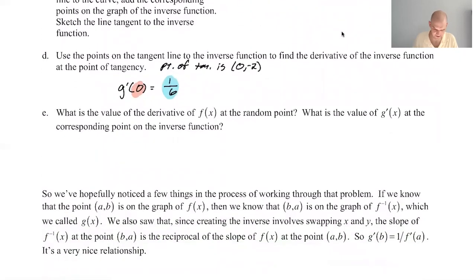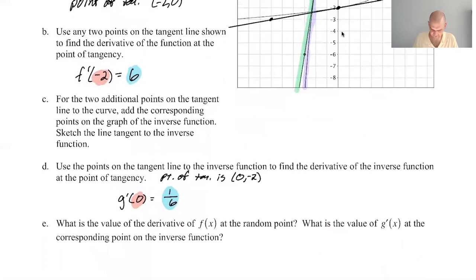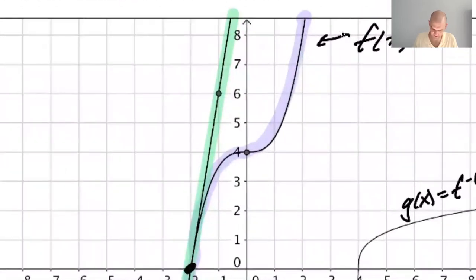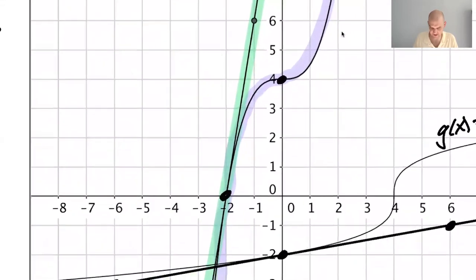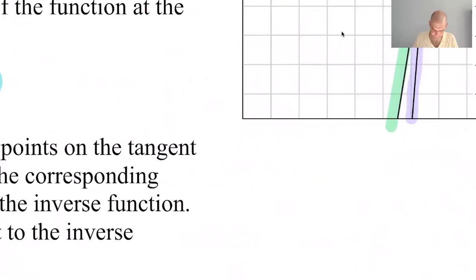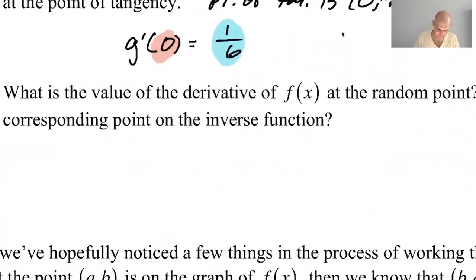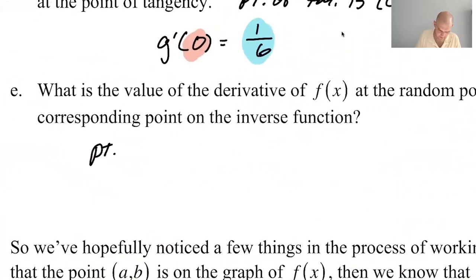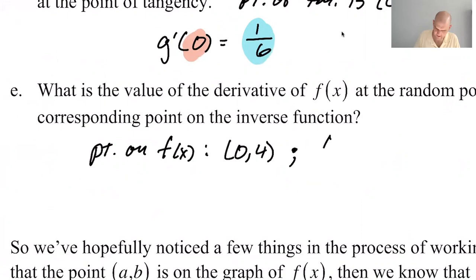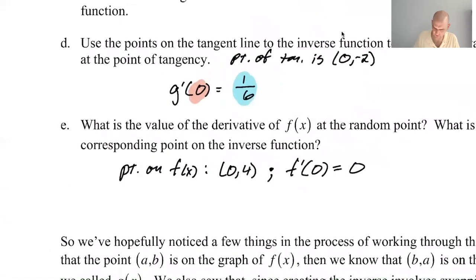All right, now there's a random point. What is the value of the derivative f of x at the random point? Random point right here is at 0, 4, and f prime of 0 is definitely 0 because that's horizontal. So the point on f of x is 0, 4, and f prime of 0 was 0, horizontal tangent line.